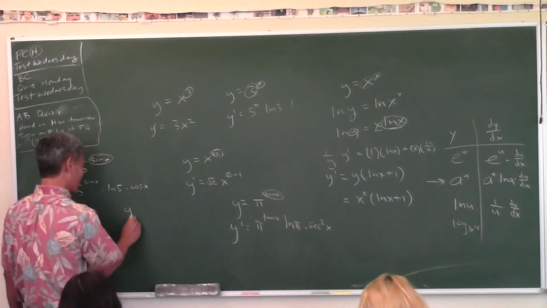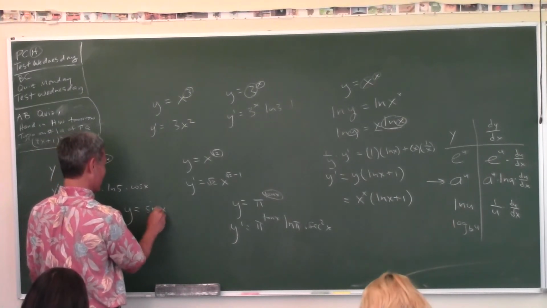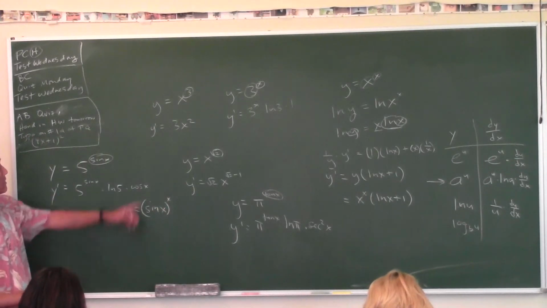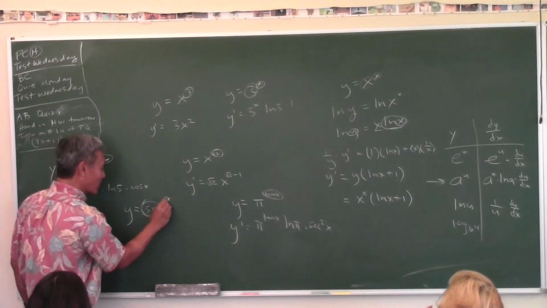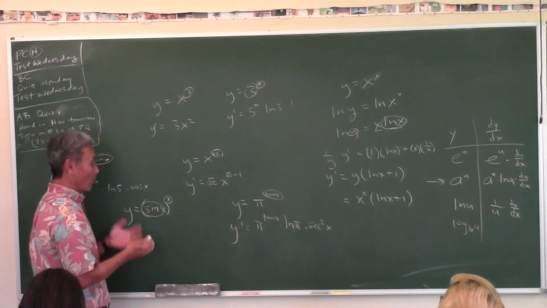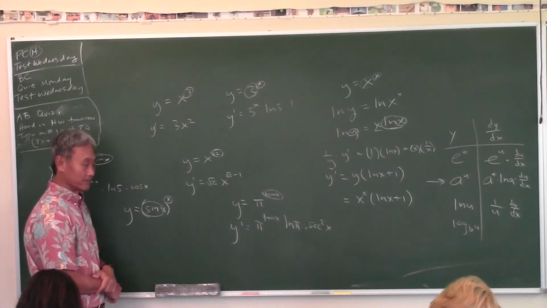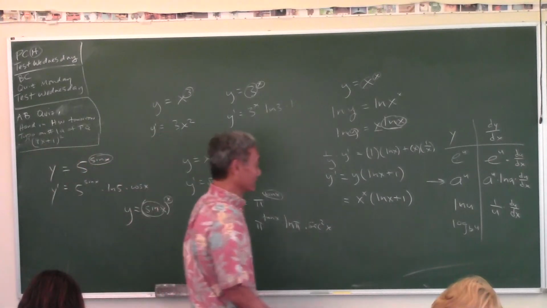And then, what if you had something like this? I think one of tonight's homework problems is sine x to the x. Can I use one of these first two rules? No. When neither this nor that is a constant, the only way you can take the derivative is natural log both sides.